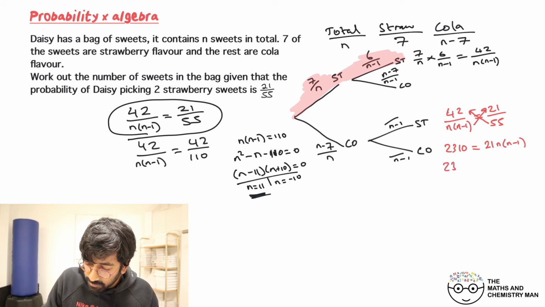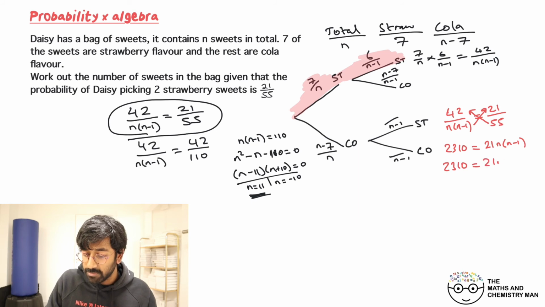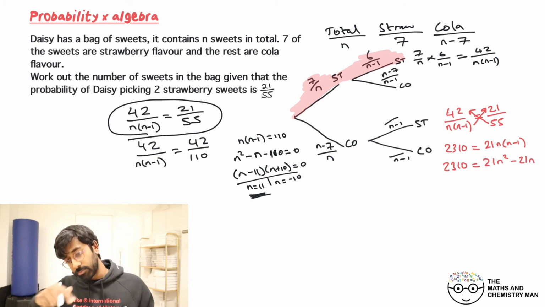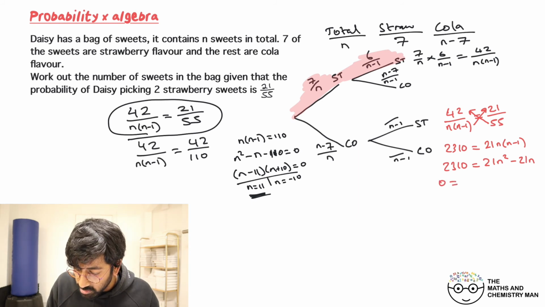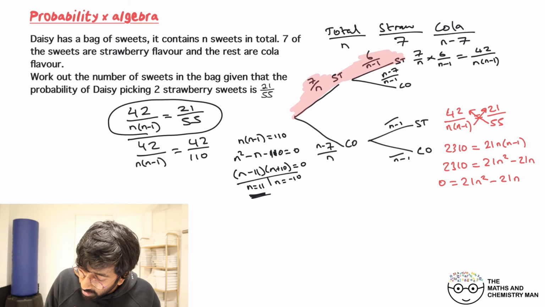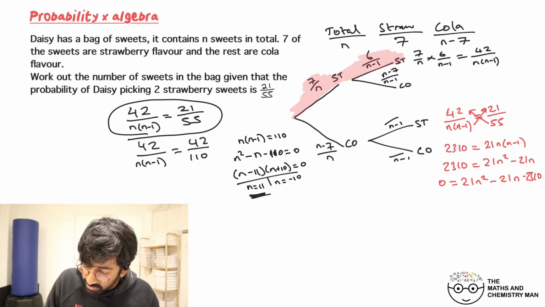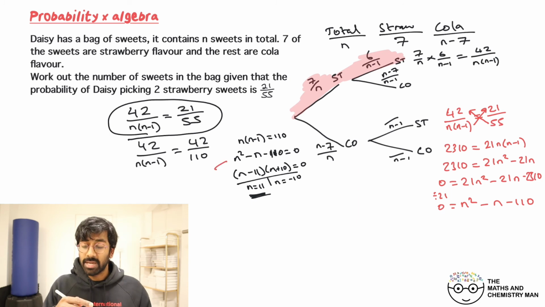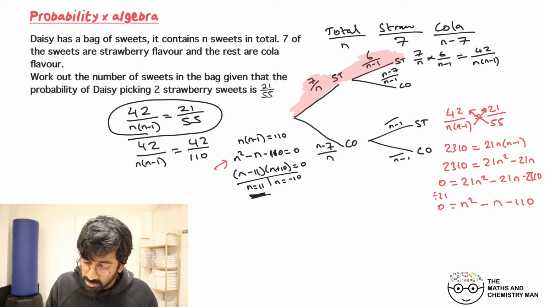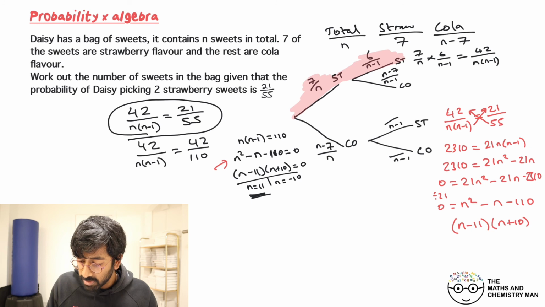So this side stays the same. We now multiply this out, we get 21N squared, take away 21N. Bring it all to the right hand side, so 0 equals 21N squared minus 21N, and then minus 2310, like that. And then try and factorize it. I don't know if that divides by 21, I think it will, but if we divide everything by 21, we'll get 0 equals N squared minus N minus 110. And now you can see we're back to the exact same quadratic that you had here, just obviously taking a few more steps. So it's going to factorize to exactly the same thing, N minus 11, N plus 10 equals 0. And so your answers are N equals 11 and N equals minus 10.